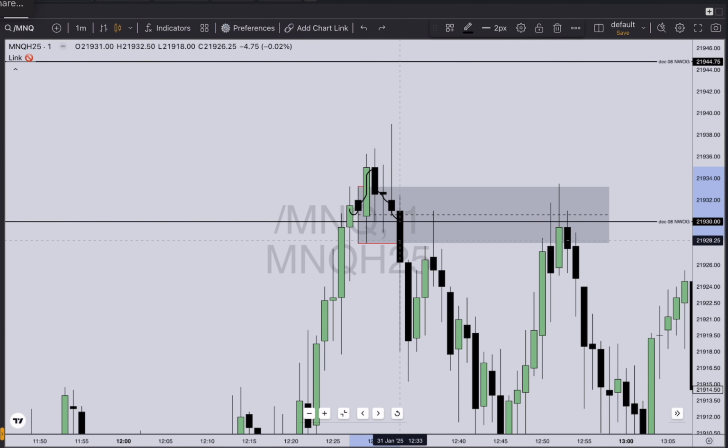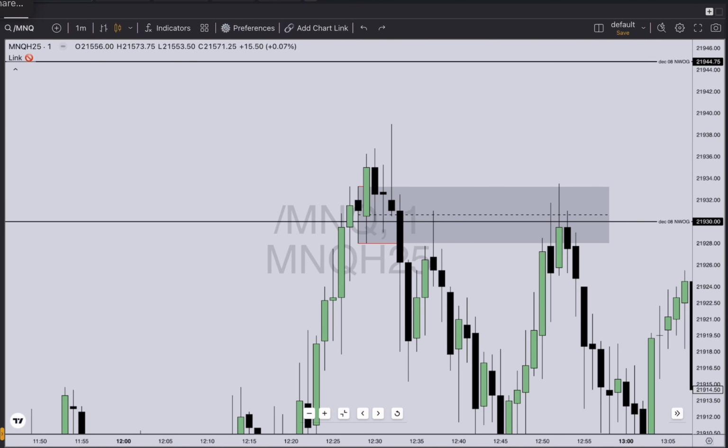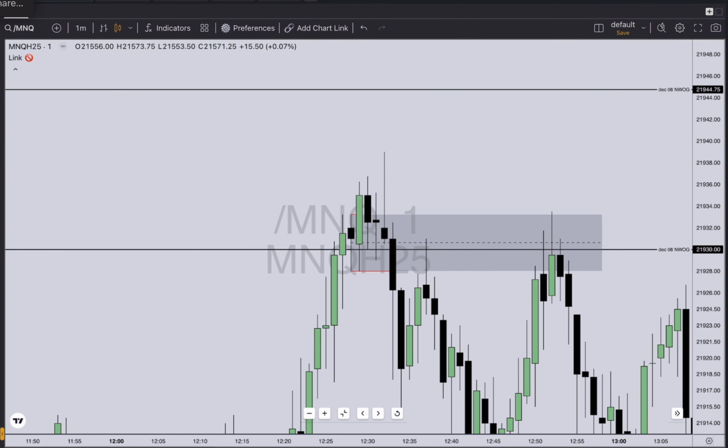at one point it got inversed. Once it got inversed, now it's called a breaker block. So as soon as we closed below it, now it's called a breaker block. And we can see how price came up to it once, twice, and respected it, and then continued its way lower. So again, a breaker block is the same as an order block, but inversed. Same as a fair value gap, but inversed. You have a fair value gap and an inverse fair value gap. This is an inverse order block.